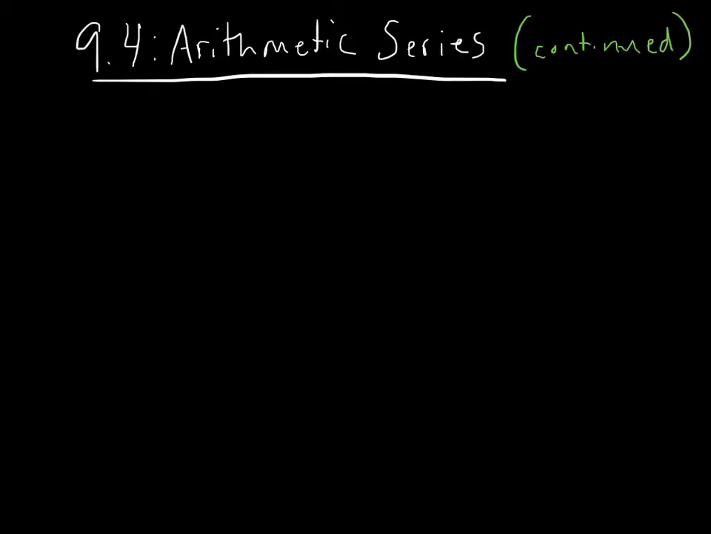Hi, this video is going to be continuing our notes from section 9.4 on Arithmetic Series. So we've gone through what an arithmetic series is, and we know that it's the sum of the sequence of an arithmetic sequence. I want to remind you that we have the formula for the sum. Remember, the sum of an arithmetic series is n over 2 times the first term plus the last term of the series. Remember, n is the number of terms within that series.